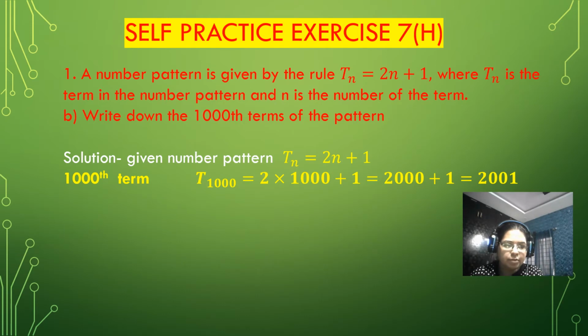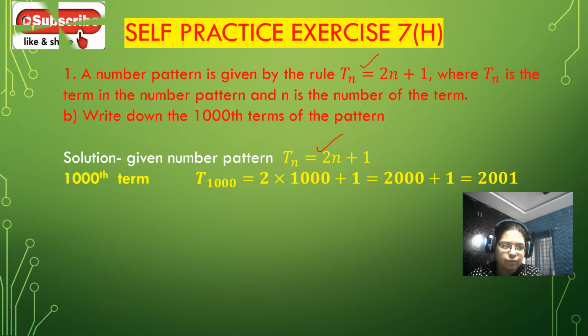Now we'll solve question number 1, second bit B. Write down the 1000th term of the pattern. Given the number pattern is Tn equal to 2n plus 1, the 1000th term will be T1000, where we have to put the value of n as 1000. T1000 equal to 2 multiplied with 1000 plus 1. 2 multiplied with 1000 is 2000, 2000 plus 1 is 2001. So the 1000th term of this pattern Tn equal to 2n plus 1 is 2001.